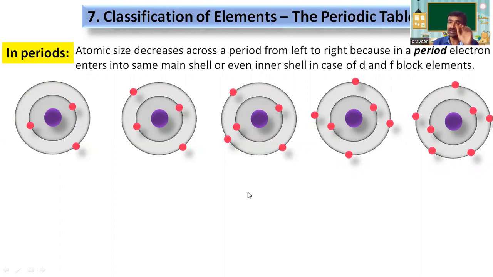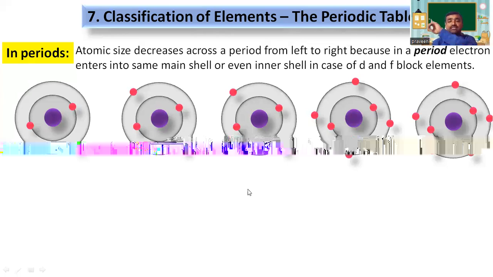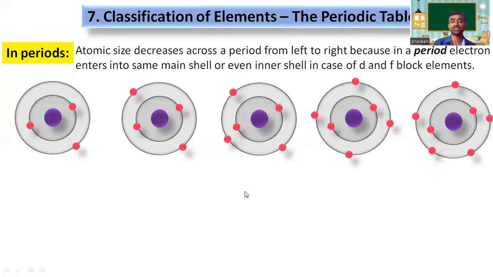Within the groups, it increases. See, it is the opposite. That characteristic property is changing. In groups, from top to bottom, atomic size increases. But in the period, from left to right, the atomic size decreases. Right? So you need to concentrate on this.